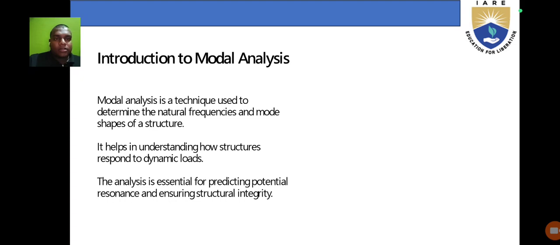Introduction to modal analysis. Modal analysis is a technique used to determine the natural frequencies and mode shapes of a structure. It helps in understanding how structures respond to dynamic loads. The analysis is essential for predicting potential resonance and ensuring structural integrity.